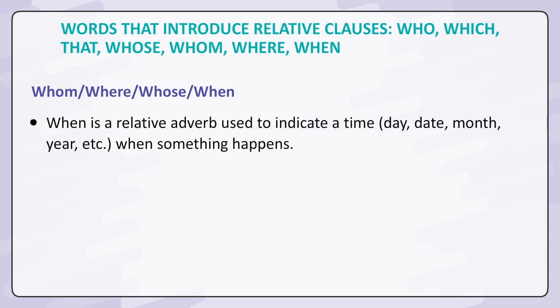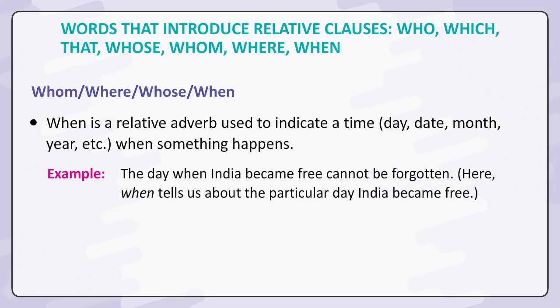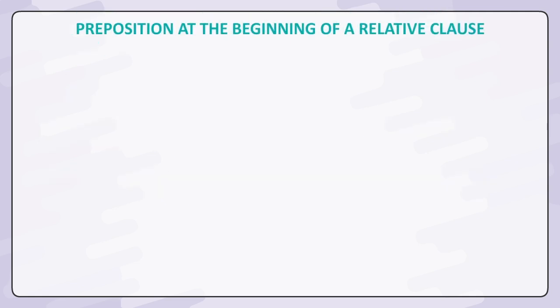When is a relative adverb used to indicate a time, day, date, month, year, etc. when something happens. Example: The day when India became free cannot be forgotten. Here, when tells us about the particular day India became free.